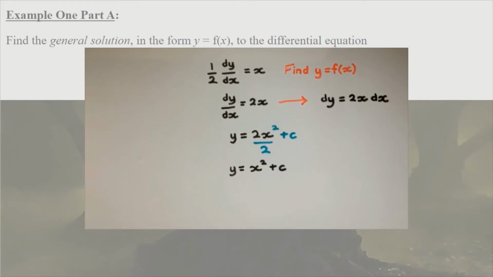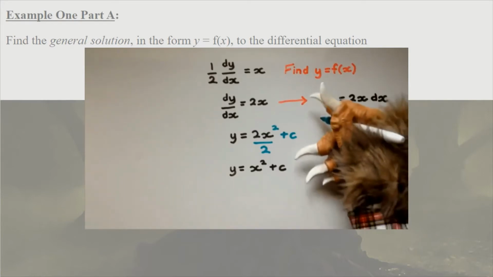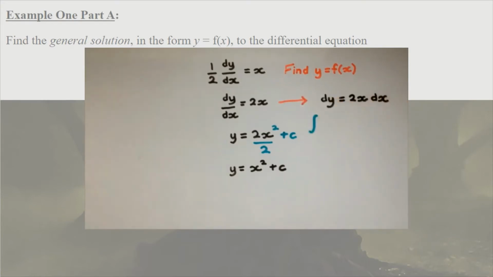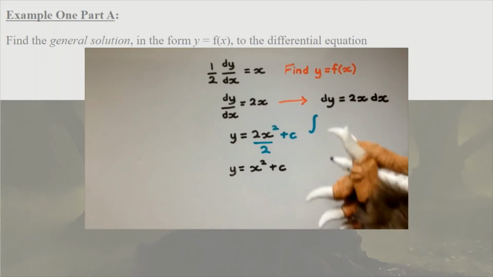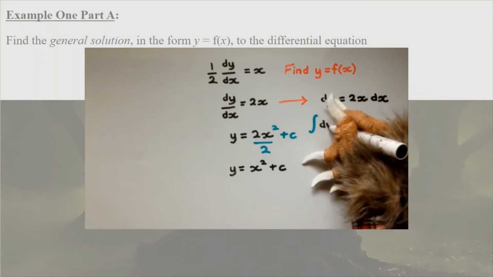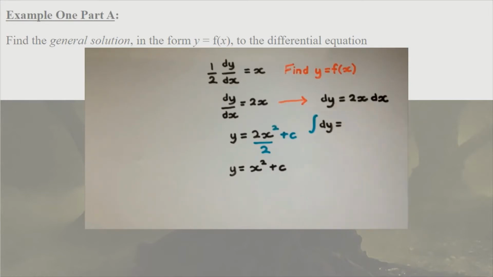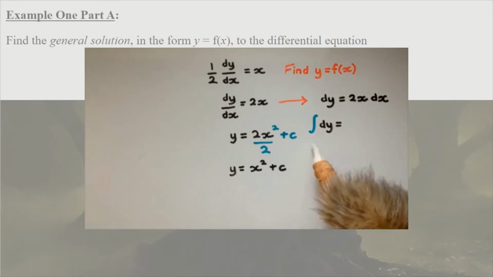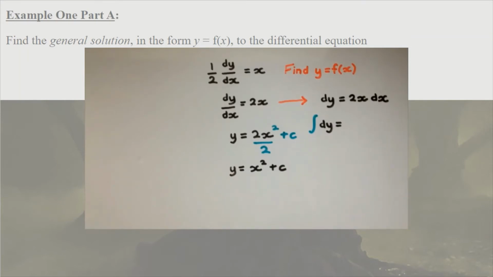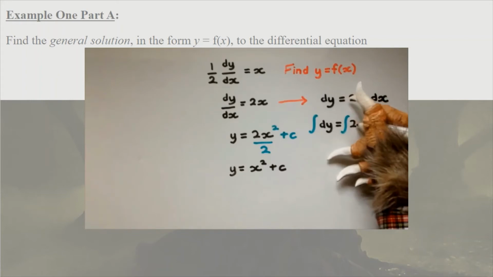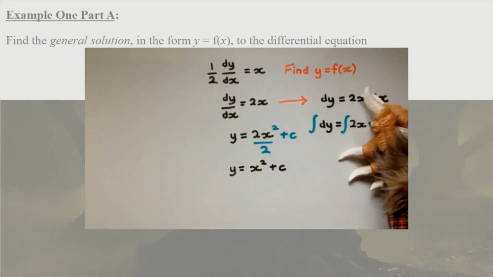Well, let's do that. So if I integrate both sides, just get my green pen here. So if I integrate, I'm going to integrate dy like that. So I'm allowed to integrate the left hand side as long as I integrate the right hand side, then the nature of the equation doesn't change. So that's going to equal the integral of 2x dx. Like that.